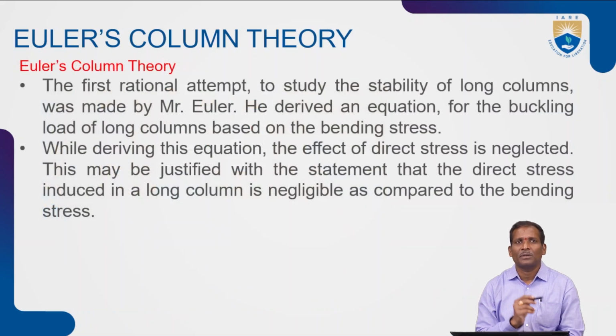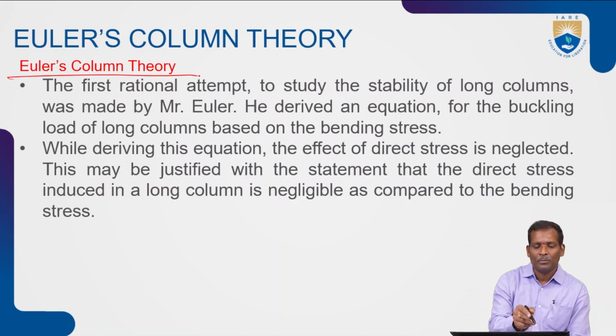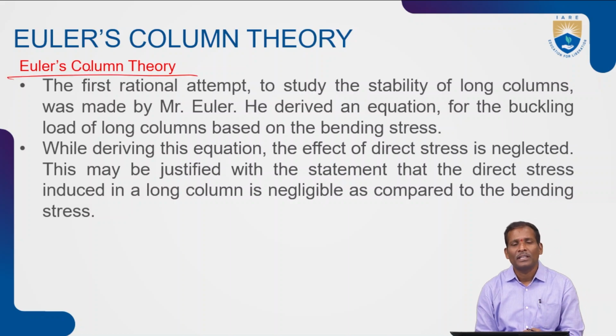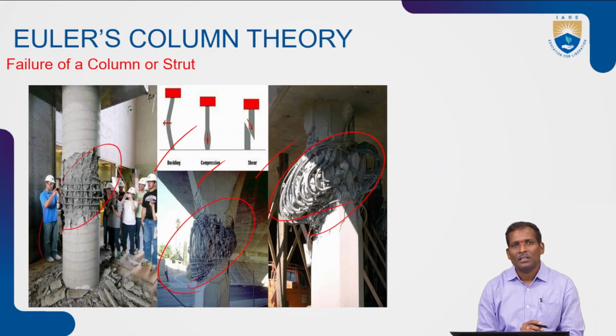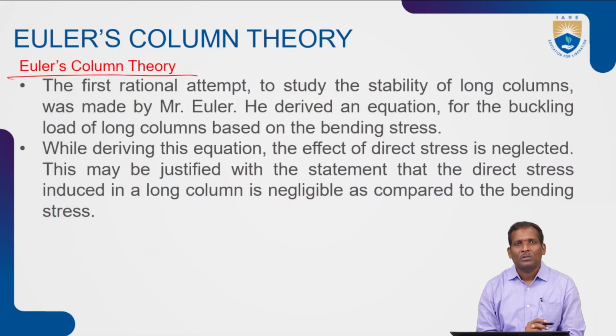Now the second bit, the B portion: Euler's column theory. Explain briefly about Euler's column theory, as asked. So up to here we have learned column and strut definitions and the failure conditions of struts and columns. Now we will see what this Euler's column theory is.